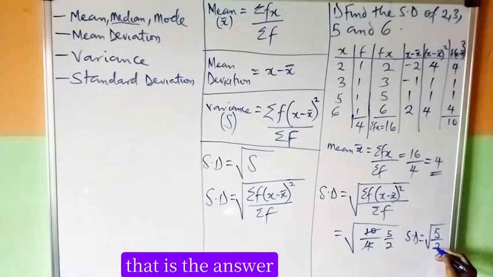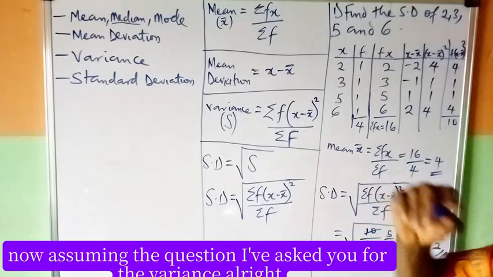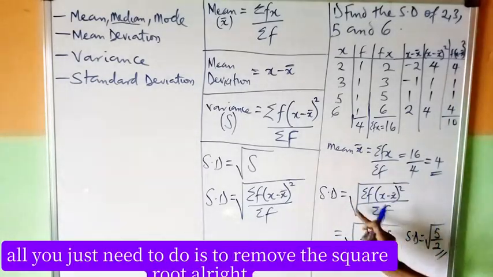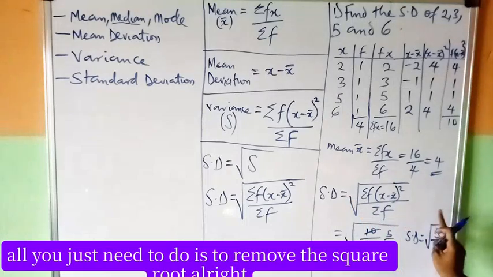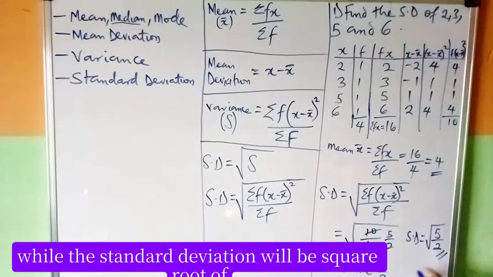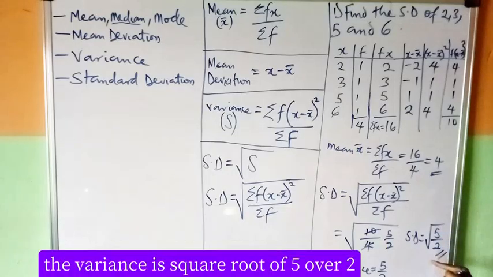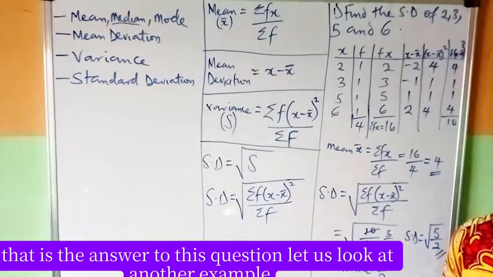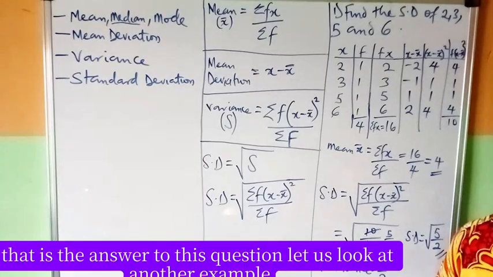That is the answer. Now, assuming the question had asked you for the variance, all you need to do is remove the square root. So the variance here will be 5 over 2, while the standard deviation will be the square root of the variance, so it is square root of 5 over 2. That is the answer to this question. Let us look at another example.